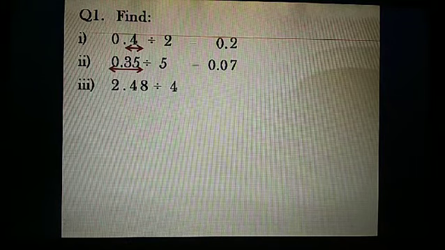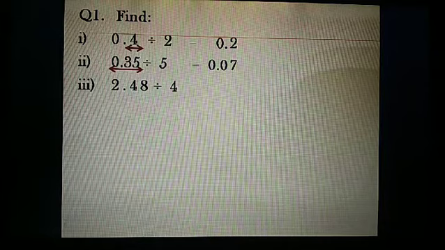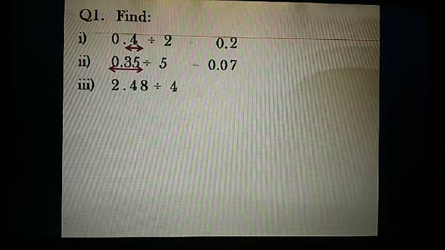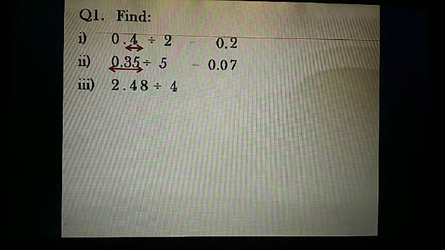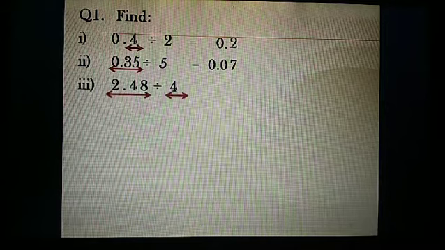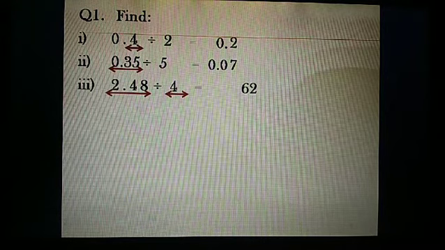Next, the number is 2.48 divided by 4. So we will divide 248 by 4. You will get 62. And the decimal number has 2 digits in the decimal part. Put a dot after 2 digits from right. Next, we will solve the sixth one.